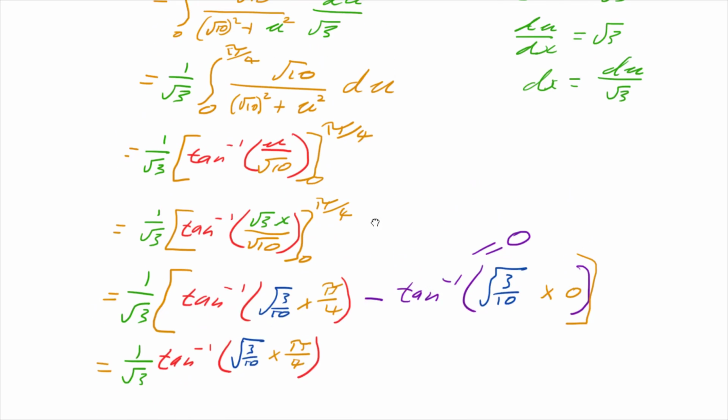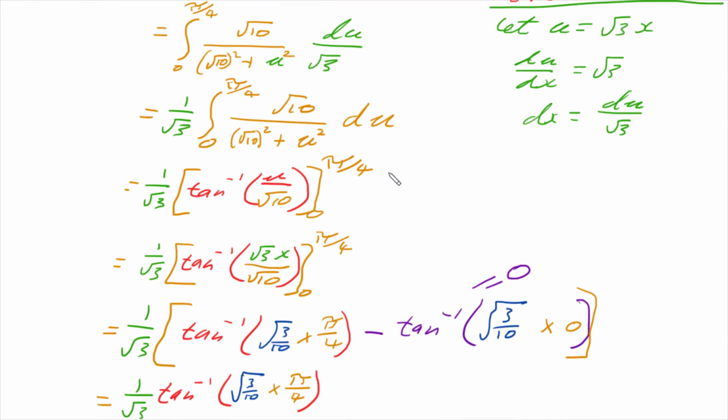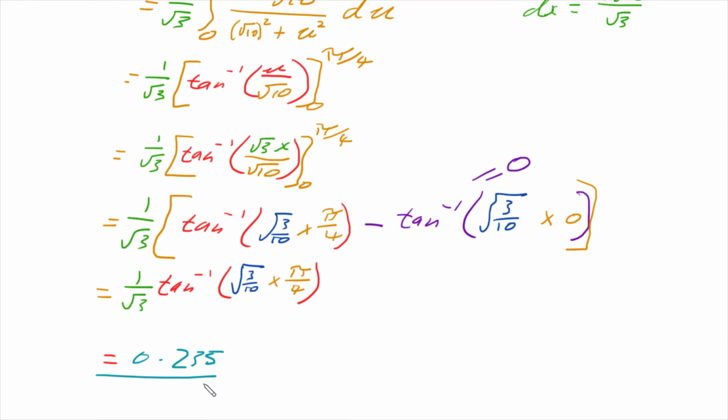So there we have it. To do the integral between 0 and pi on 4 of root 10 on 10 plus 3x squared, it's really using this derivative of inverse tan knowledge. With a bit of substitution, work out all the numbers, and we get an answer of 0.235.